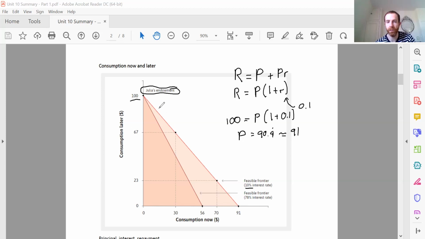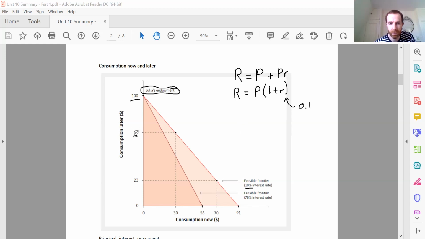And we could do a similar thing for other points along this feasible frontier, right? The feasible frontier is showing us all the different possible combinations that Julia can have of consumption now and consumption later on. So let's imagine that instead of this extreme case where Julia sacrifices all of her consumption later on to get as much consumption now, let's take a more realistic case where Julia decides she wants to have $67 worth of consumption later on. So what is that going to mean? Again, if we look at the graph, we can see that that translates into her having $30 of consumption now. So let's just do the math to make sure we're clear on that.